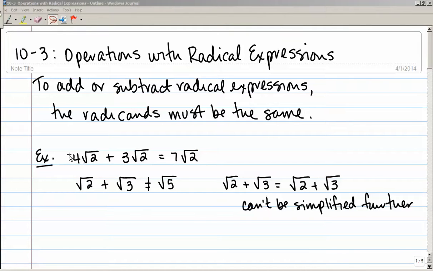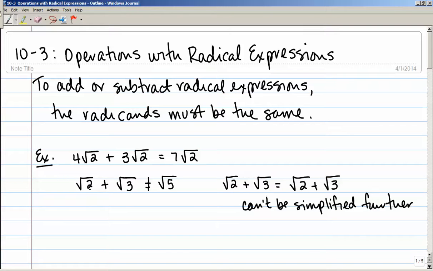So for example, 4 times the square root of 2 plus 3 times the square root of 2 is equal to 7 times the square root of 2. It's as though you have 4 square roots of 2 and you're adding to that 3 square roots of 2. You have a total of 7 square roots of 2.